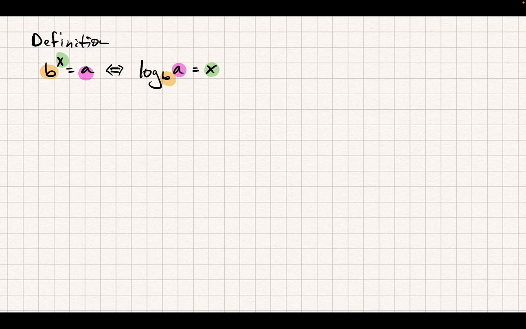What is log? I don't know what log is, but I know how to do it. Logarithm is what? The inverse of an exponent. Inverse of an exponent. So explain to me this operation.